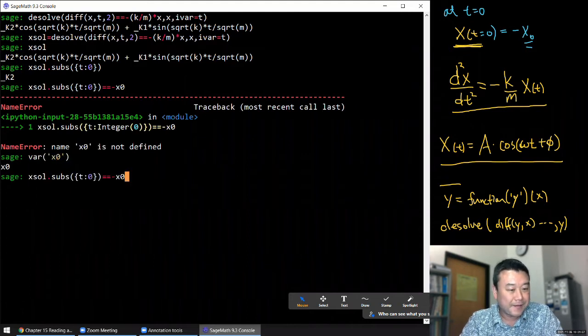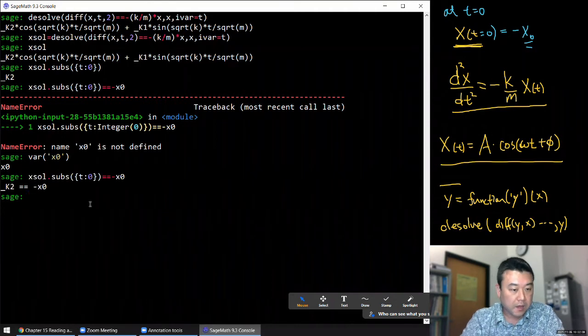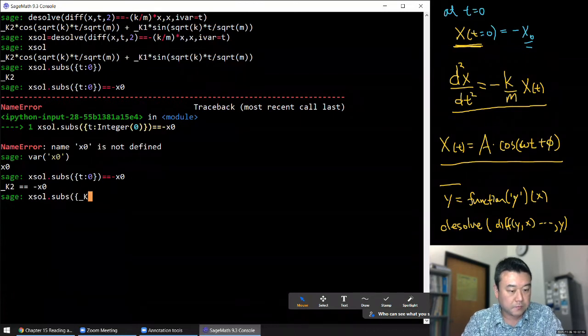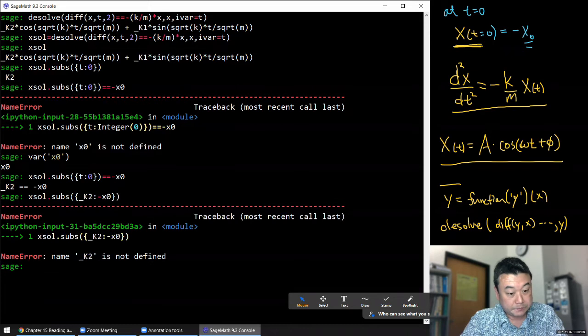Now, when you look at here, you say, okay, that constraint will constrain what K2 is for me. So I can say, okay, my solution is replacing my K2 with minus X naught. And when I do that, this is the problem that you will see.